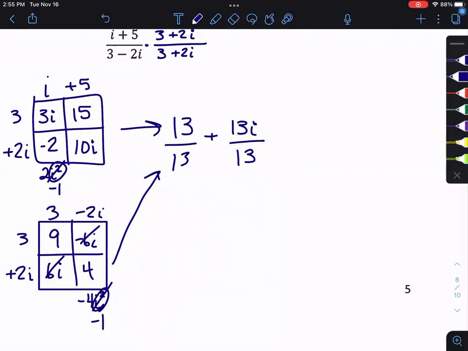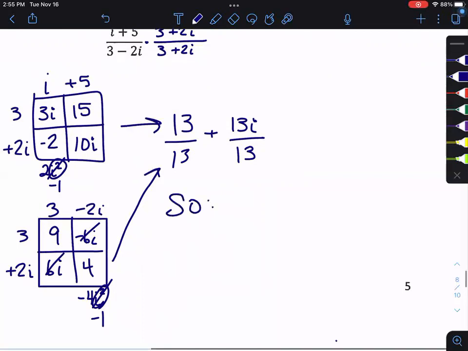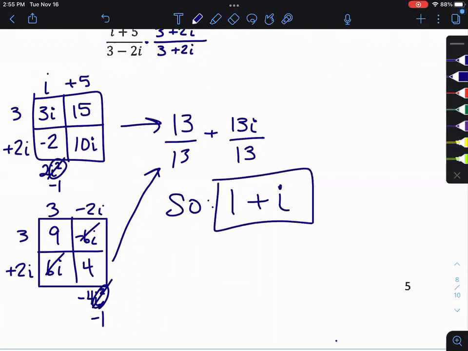Now I need to look at each one of these fractions individually to see if I can reduce. So my answer, 13 divided by 13 is 1, plus 13i divided by 13 is 1i, or just i. So this right here is my final answer. It may or may not reduce on your final, but just be warned, it could reduce, and if it does reduce, you need to reduce it.